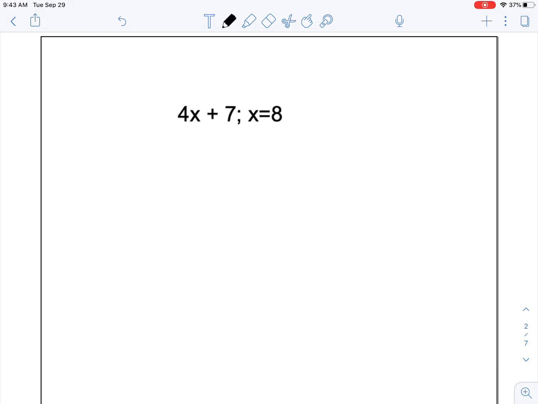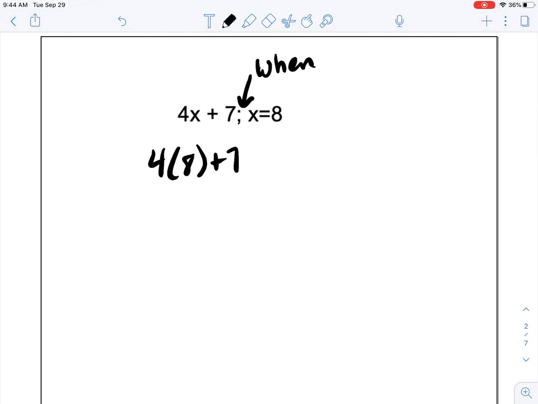If you were to read this from left to right, I would say 4 times x plus 7. And then this semicolon is the word when. So when I read this, I'm going to say 4 times x plus 7 when x equals 8. So basically, I'm just going to take that 8 and substitute it in wherever I see an x. And then I'm going to do the order of operations. Remember, parentheses, exponents, multiply, divide, left to right, add, subtract, left to right.